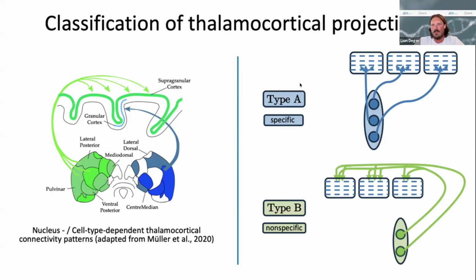For the sake of simplicity, I will call the specific thalamocortical projections from now on type A, and the non-specific diffuse projections type B. Okay.